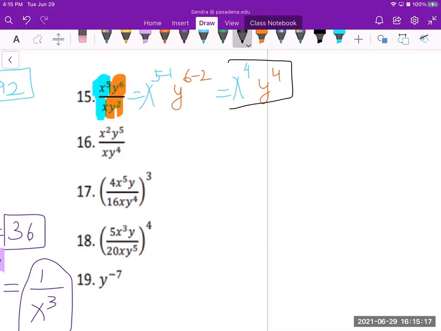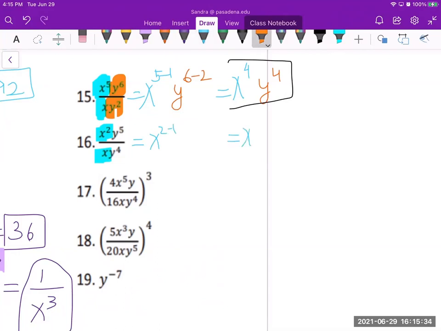Let's go ahead and move on to 16. I'm going to do the same thing as I did here. I'm going to consider the same bases. I have x squared and x. So that's going to be equal to x to the 2 minus 1. Leave space. That is going to be x.